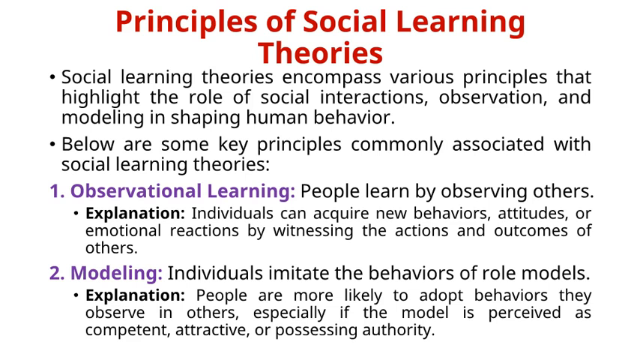2. Modeling: individuals imitate the behaviors of role models. Explanation: people are more likely to adopt behaviors they observe in others, especially if the model is perceived as competent, attractive, or possessing authority.